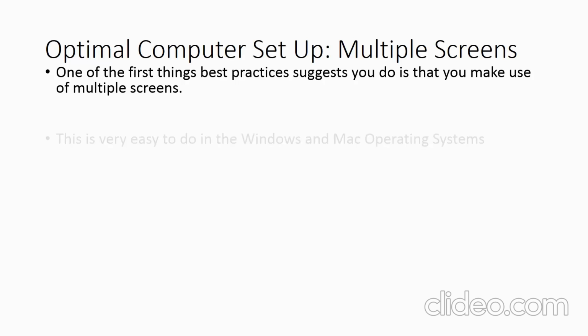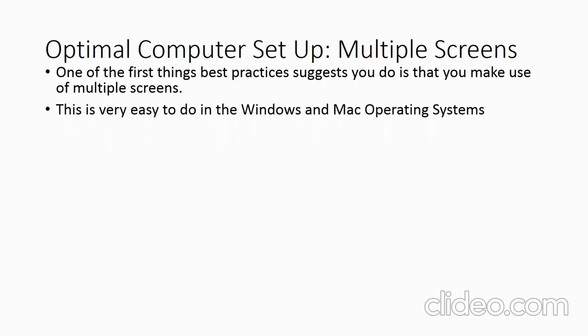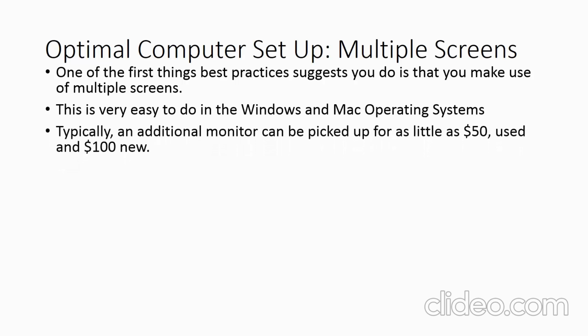most effective in screencasting. Making those monitors available and making them work with your operating system is very easy to do in Windows and Mac. In fact, Windows and Mac operating systems make accommodations for people who use multiple screens. They anticipate that you're going to make use of multiple screens.